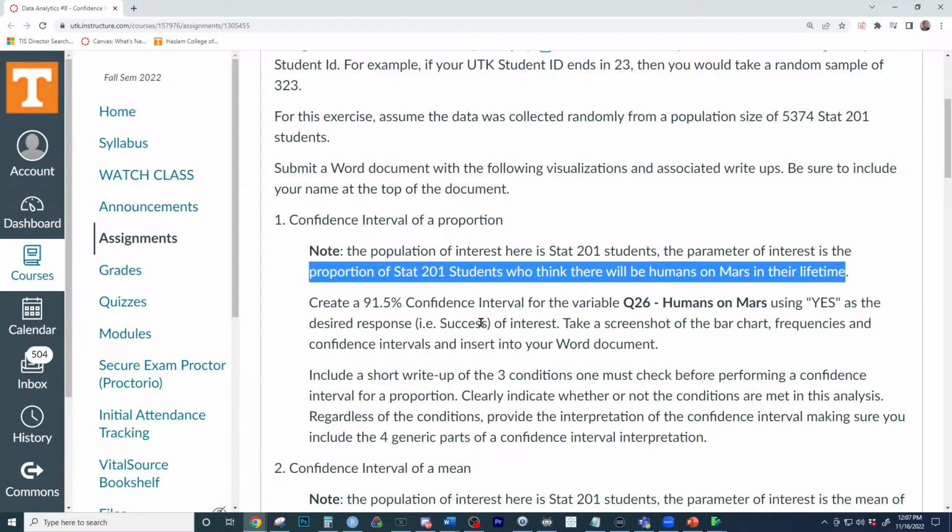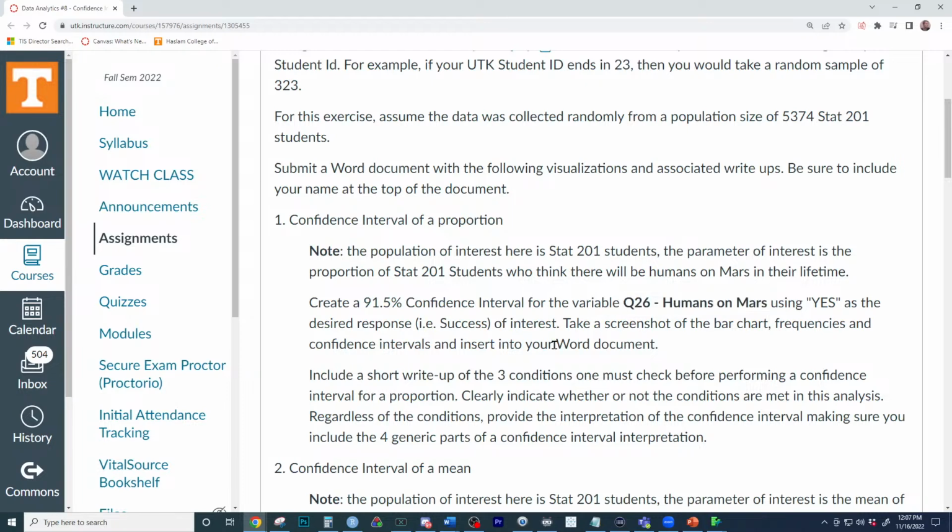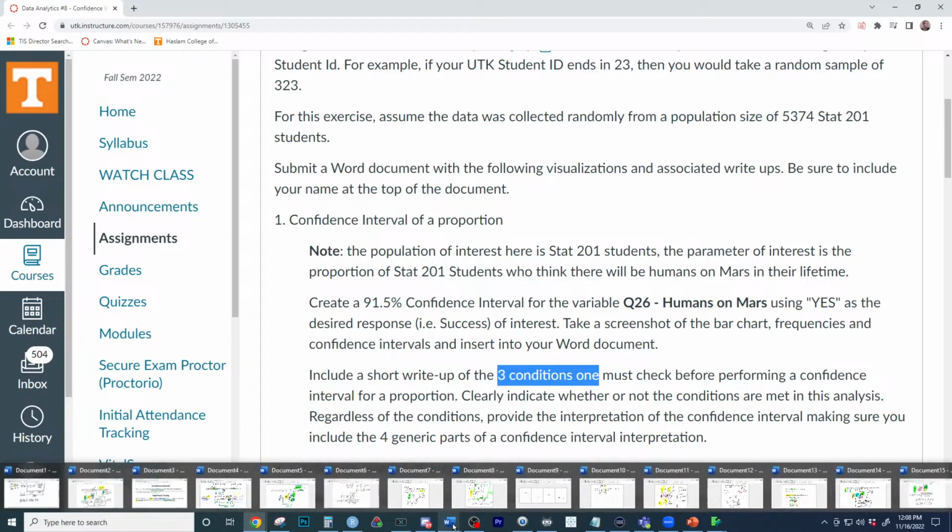Make a 91.5% confidence interval of the proportion of students who think we will land on Mars in their lifetime. Include a short write-up, including the 3 conditions you have to check. Clearly indicate whether or not each condition is met. Make sure your interval interpretation has all 4 parts, and make sure to give the JMP output.